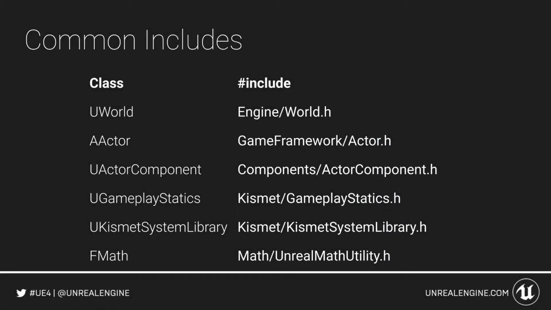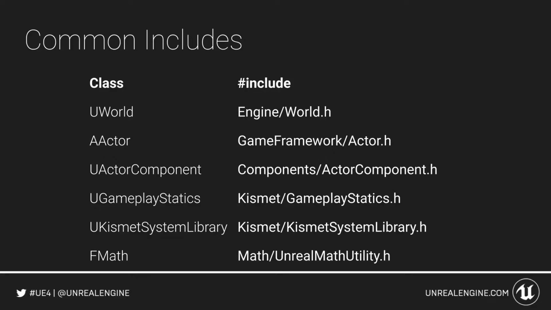So let's have a look at some of the most common includes you are going to encounter. The first one is UWorld. UWorld is the class that represents a map or a level. And that's a bit confusing because in Blueprint terminology, that word is very little used, but you do see this terminology crop up in the world outliner. So that's how you might be able to remember what it means. And its include is engine/world.h. Then the actor. So AActor is under GameFramework/Actor. The UComponent, and in fact the scene component, is located under the components folder.